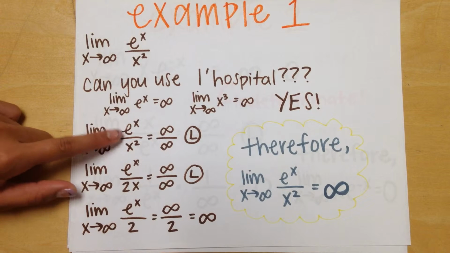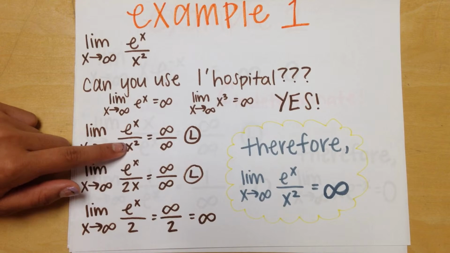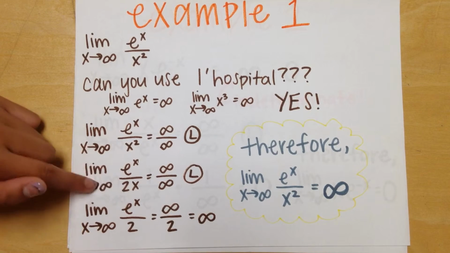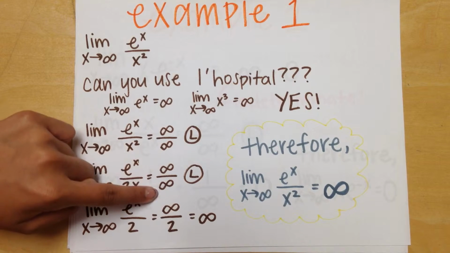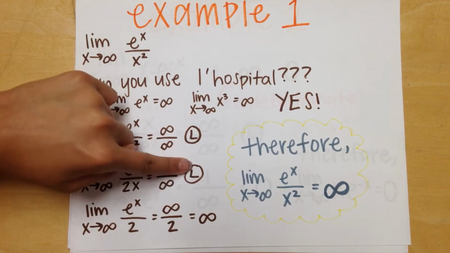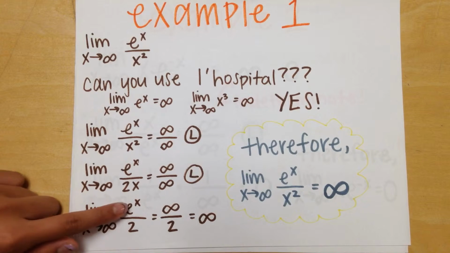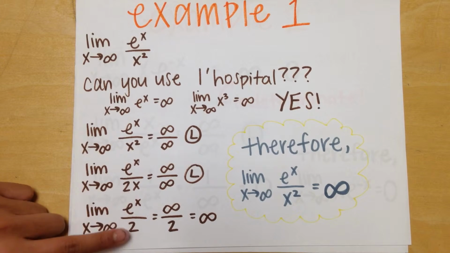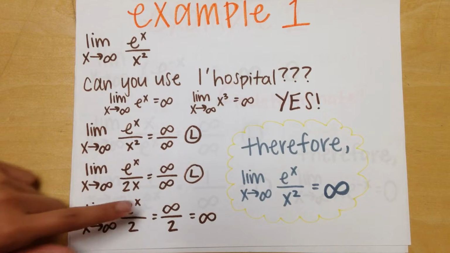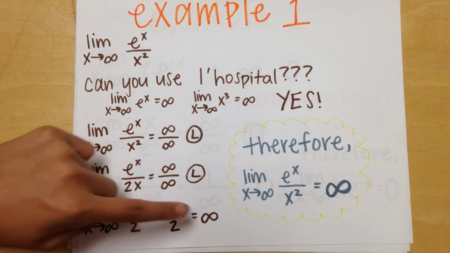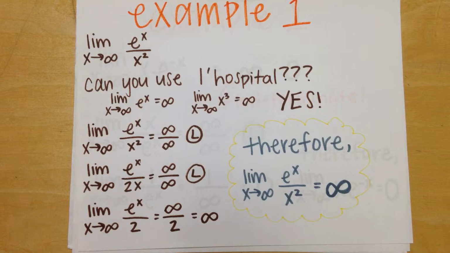So you take the derivative of the top, which is e to the x, and the derivative of the bottom, which is just 2x, and you plug in infinity to get infinity over infinity. You can then use L'Hopital's rule again. Then you have the limit as x approaches infinity of e to the x over the derivative of 2x, which is 2. You plug in infinity to get infinity over 2, which is infinity. Therefore, your final answer is the limit as x approaches infinity of e to the x over x squared is infinity.